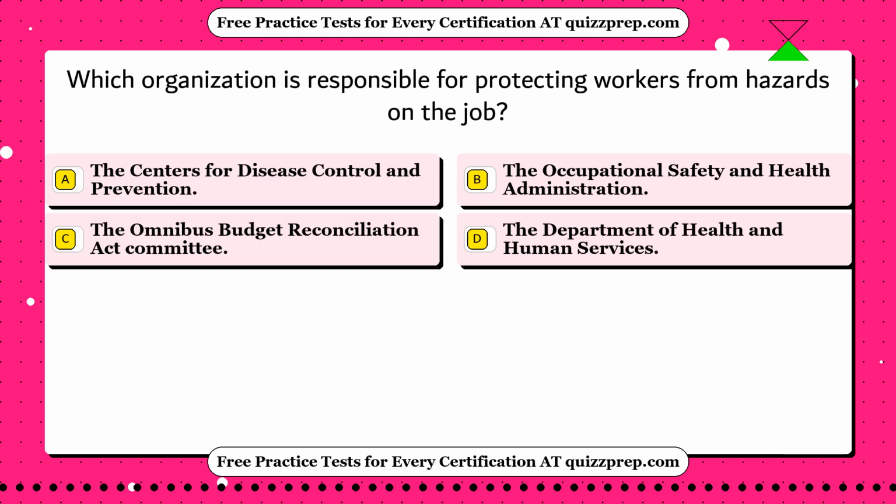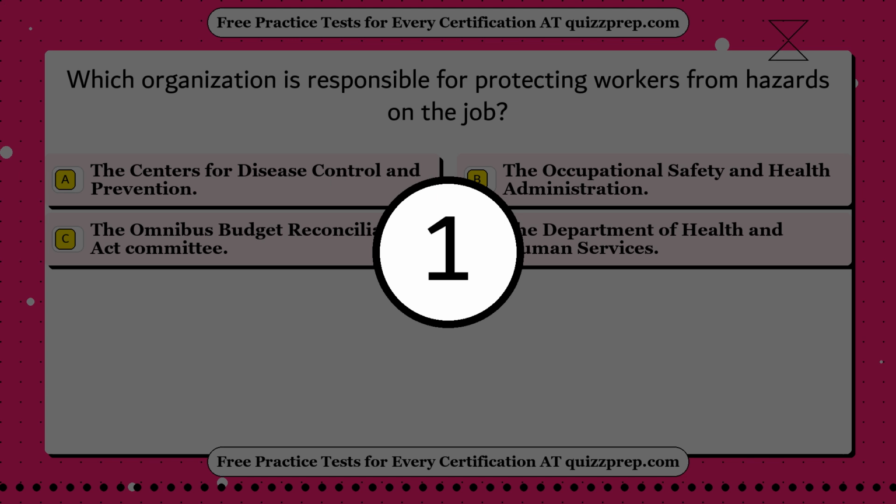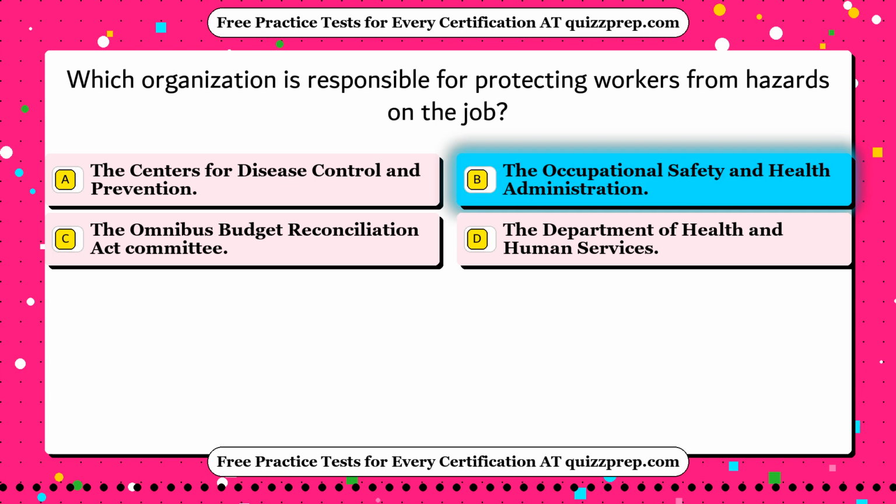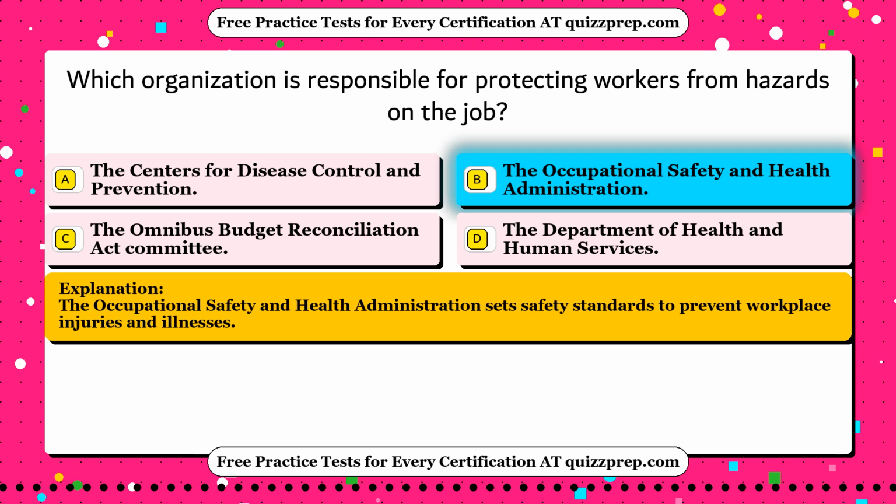Question 26. Which organization is responsible for protecting workers from hazards on the job? Option A. The Centers for Disease Control and Prevention. Option B. The Occupational Safety and Health Administration. Option C. The Omnibus Budget Reconciliation Act Committee. Option D. The Department of Health and Human Services. The correct answer is option B. The Occupational Safety and Health Administration. The Occupational Safety and Health Administration sets safety standards to prevent workplace injuries and illnesses.